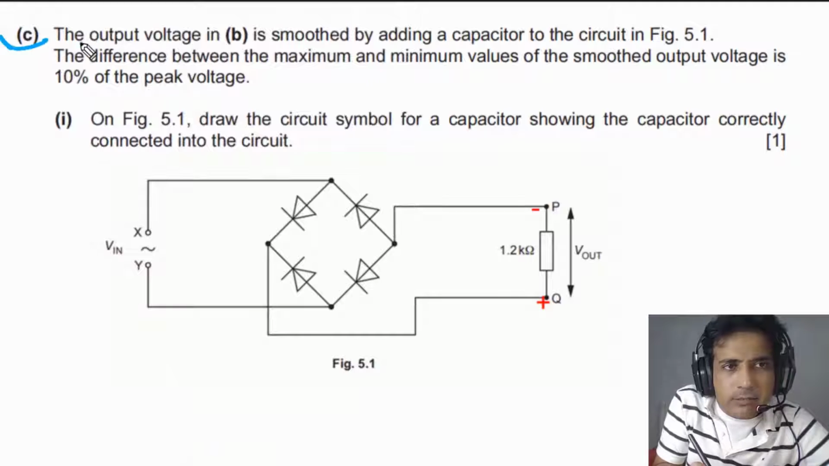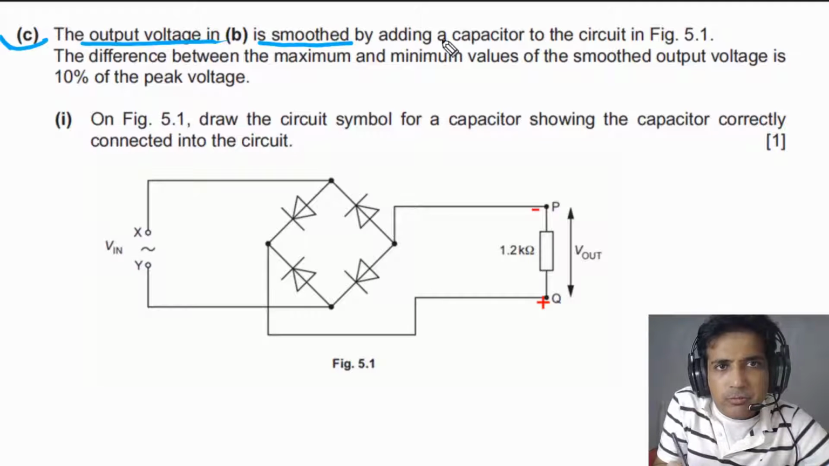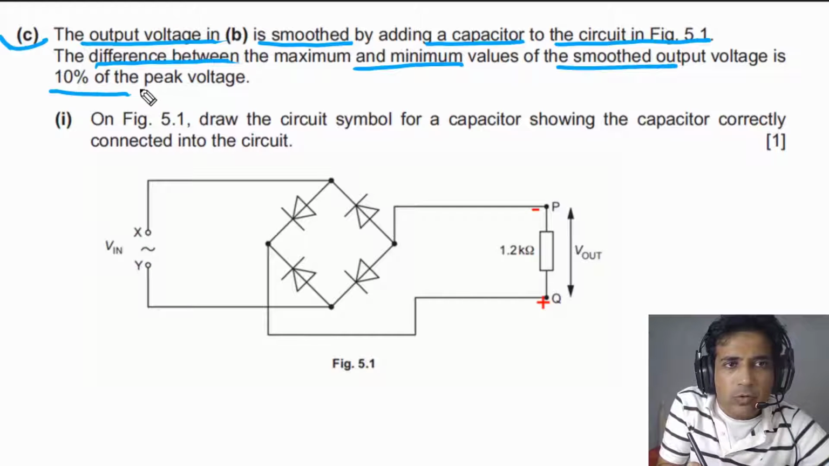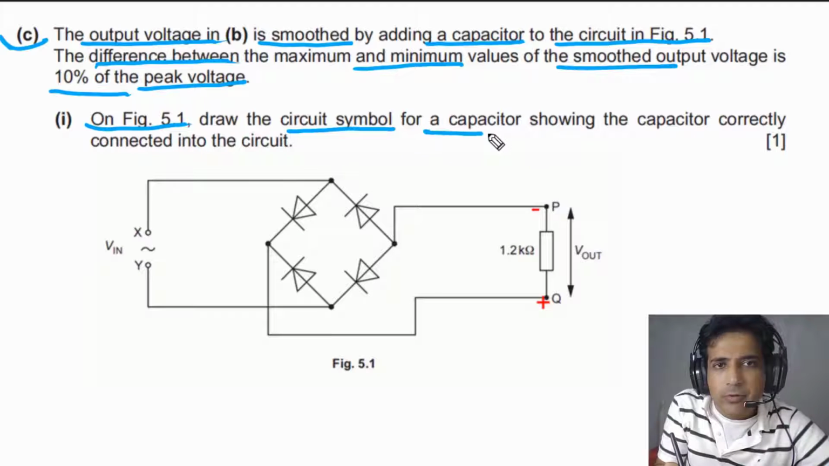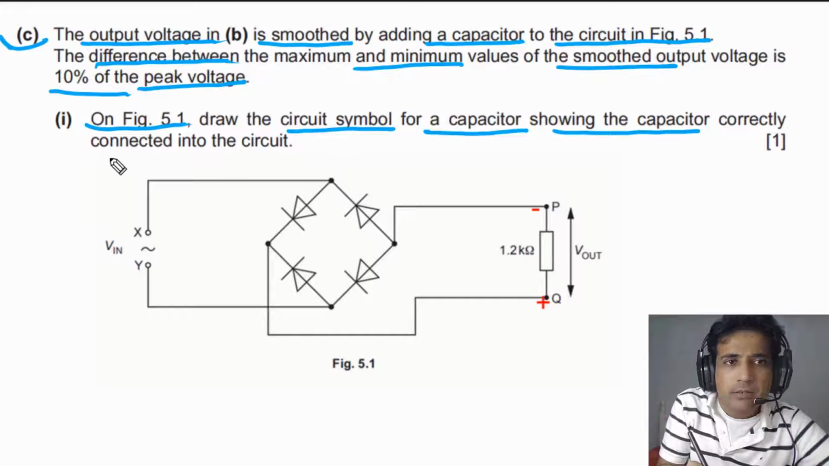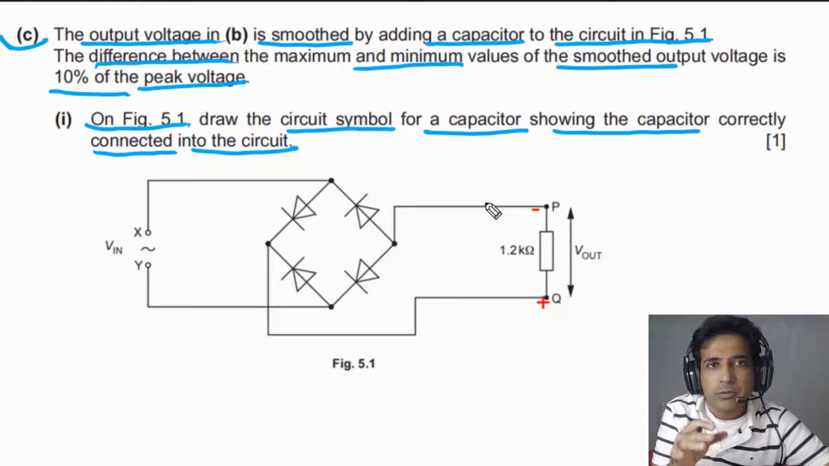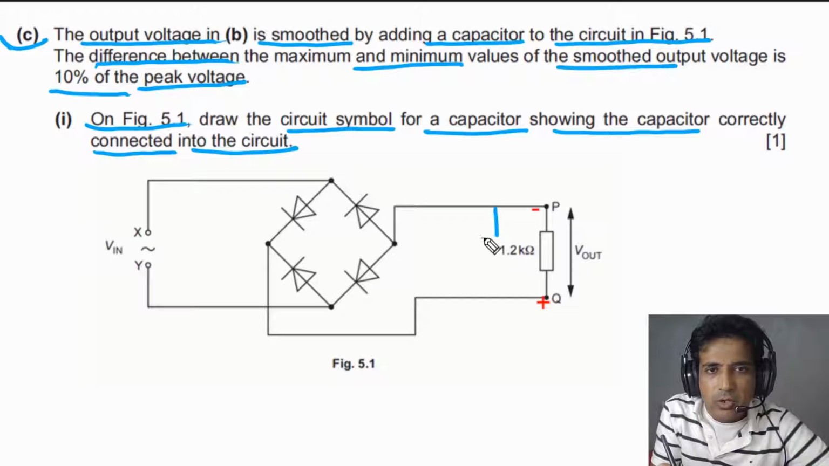For part C, it is given to us the output voltage in B is smoothed by adding a capacitor to the circuit in figure 5.1. The difference between the maximum and minimum values of the smoothed output voltage is 10% of the peak voltage. On figure 5.1, we need to draw the circuit symbol for a capacitor, showing the capacitor correctly connected into the circuit. You need to understand, for smoothing, the capacitor has to be connected across load resistor, meaning in parallel. So here we need to connect our capacitor.